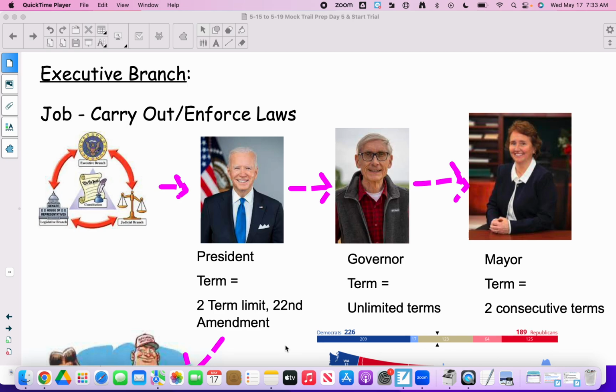Hey kiddos, here is our end of year review for the executive branch. Hopefully these pictures aren't outdated, but if they are, you just substitute in the person's name and you're good to go.